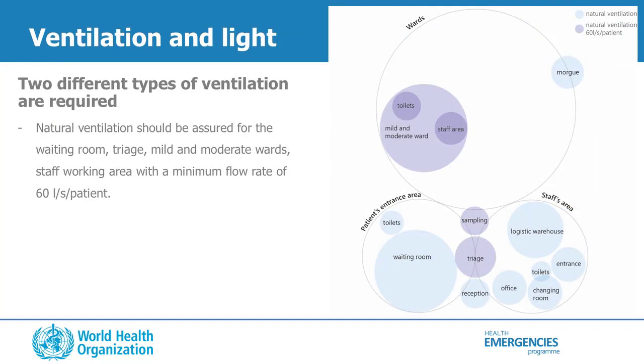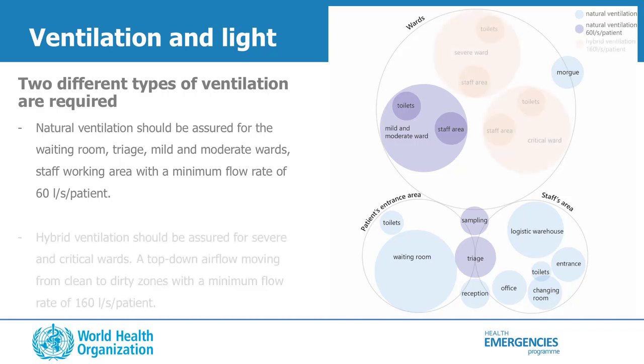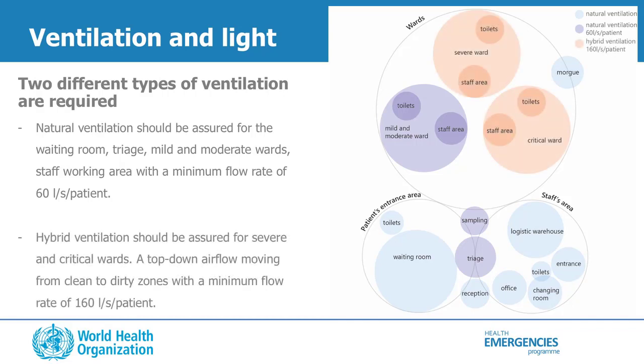Ventilation is a key component for IPC in a SARI treatment center. Different types of ventilation are required according to specific services and wards. Natural ventilation with a minimum flow rate of 60 liters per second per patient should be assured for the services in violet: waiting room, triage, mild and moderate wards. Other services, such as severe and critical patients wards, should have hybrid ventilation with a top-down airflow and a minimum flow rate of 160 liters per second per patient.